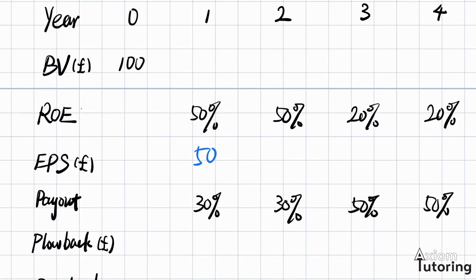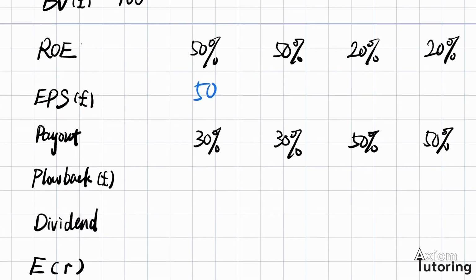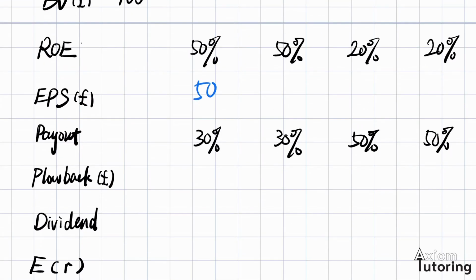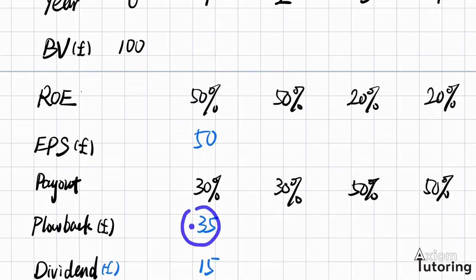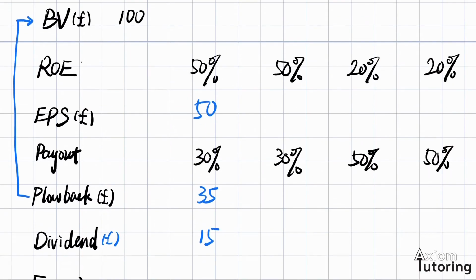Out of that £50, 30% is paid out as dividend, so the rest, 70%, is reinvested. So 35 here is the plowback, and the dividend, also in pounds, would be 15. This plowback will go back to the book value. Since it's reinvested, it's going to increase our book value for the next period.